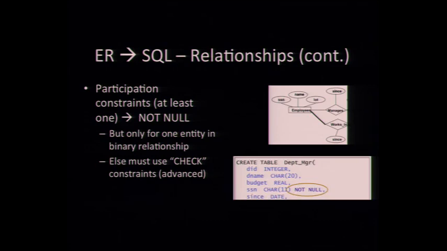So this is what it looks like in SQL. That if we want to say SSN must participate in the works in relationship, we would put a not null here.